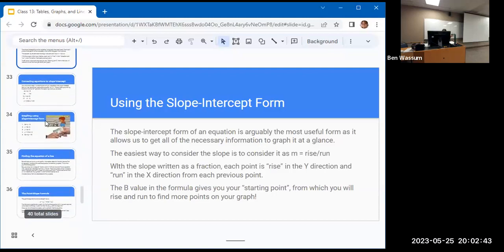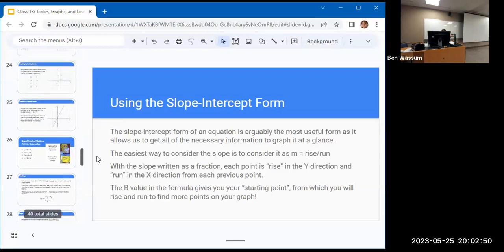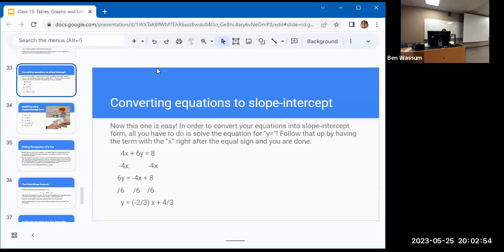Now, sometimes they're not in slope intercept form. So how do we get them into that form? Converting back and forth is actually pretty easy. To convert an equation into slope intercept form, you have to solve the equation for y equals. You just get it into that form.